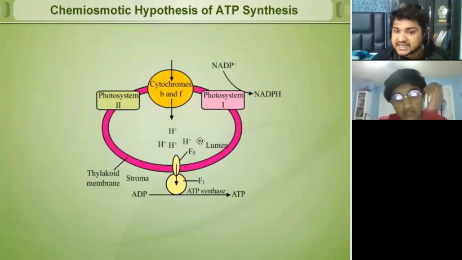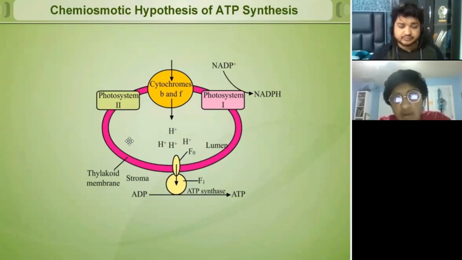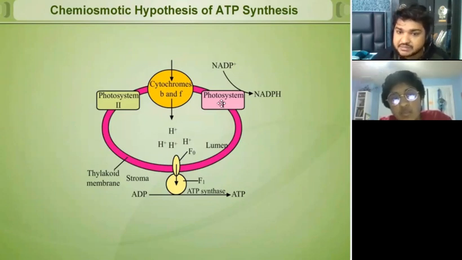Can you see inside there are so many hydrogens, H plus ions, protons. Inside the membrane there are so many H plus, and outside there will be very less H plus. So there is a proton gradient between them. Yes or no? There is a difference. So we have the membrane, this is the membrane of the thylakoid.